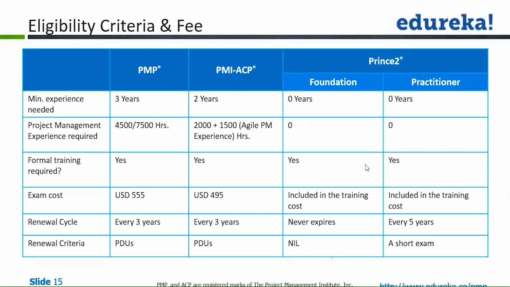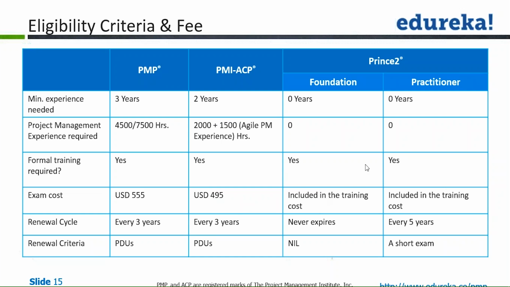If you are a graduate, then you need to have 4500 hours of project management experience. If you're a non-graduate, then it is 7500 hours. And for PMI-ACP, there is a question from Palani, 2000 of what experience? Yes, so that is 2000 hours of general project management experience plus 1500 hours of agile project management experience.